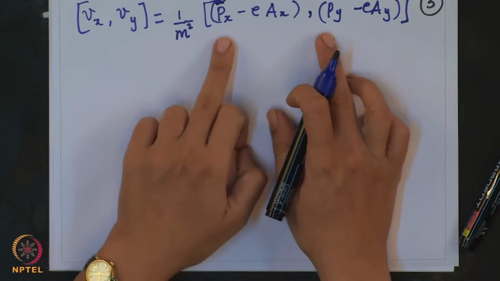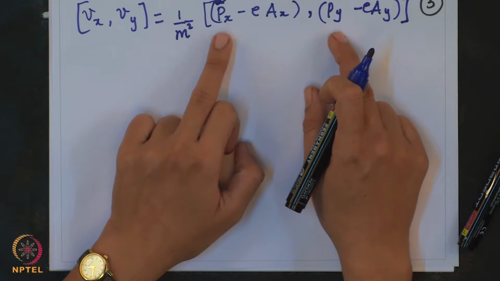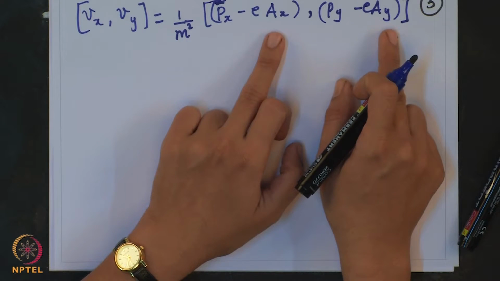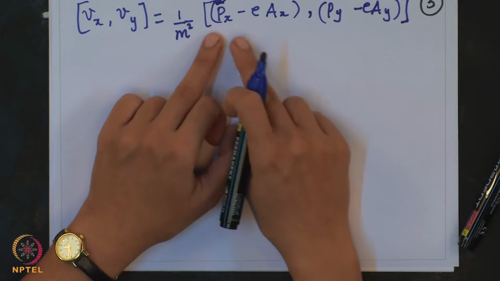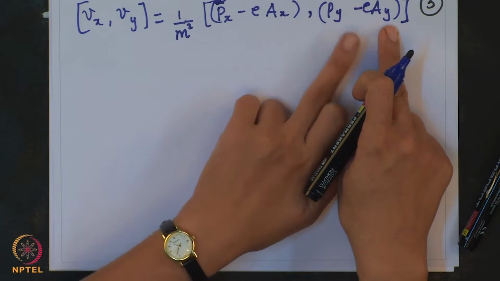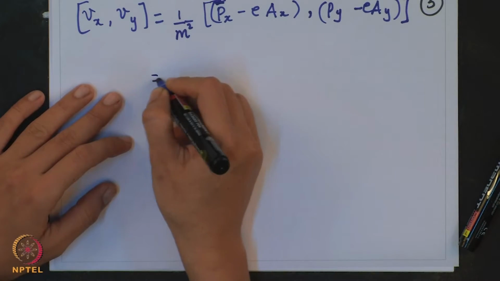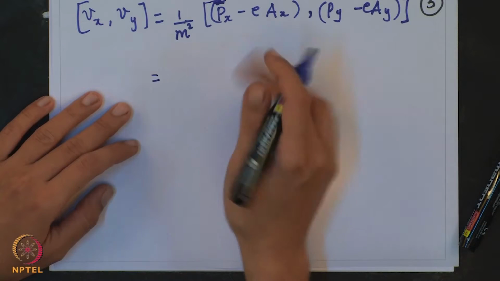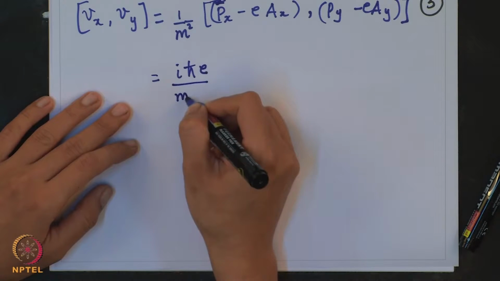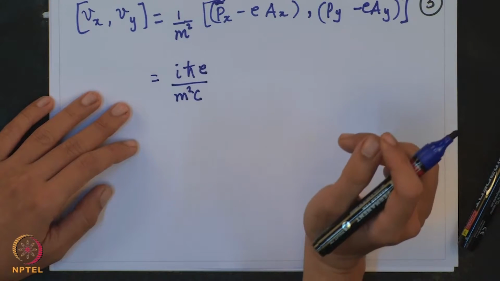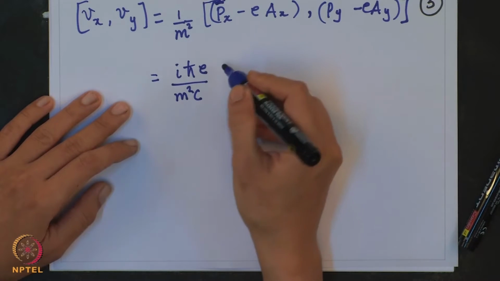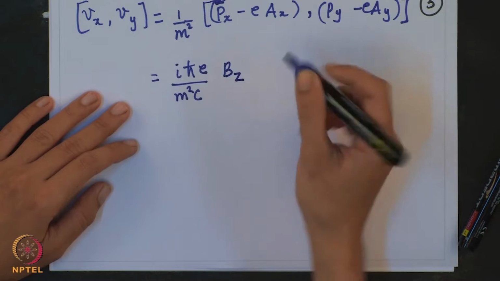So, this is what we have. Now, the commutator of p_x and p_y is 0, they commute, and A_x and A_y will also commute. So, you will be left with the commutator of p_x with A_y and A_x with p_y. When you do this, after doing all the substitution, you will obtain iħ times e upon m squared c, times B_z.